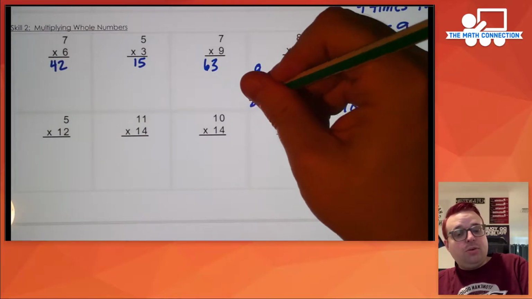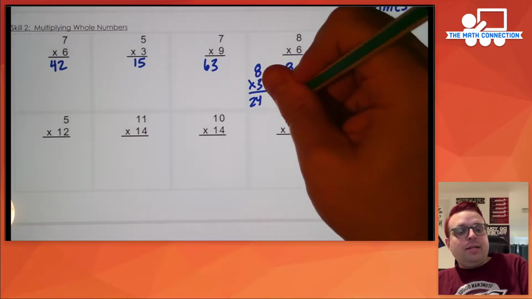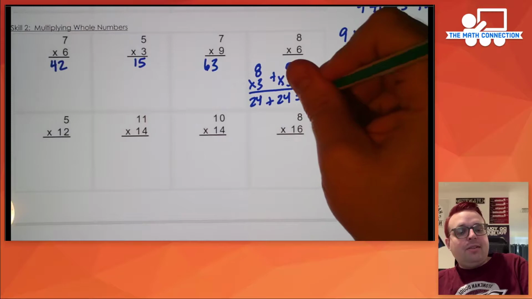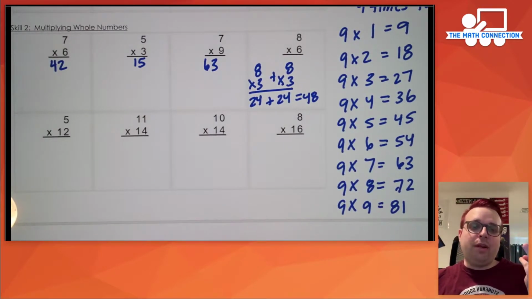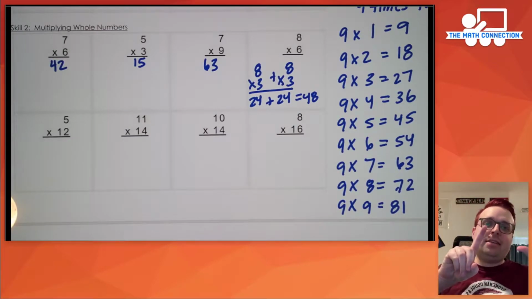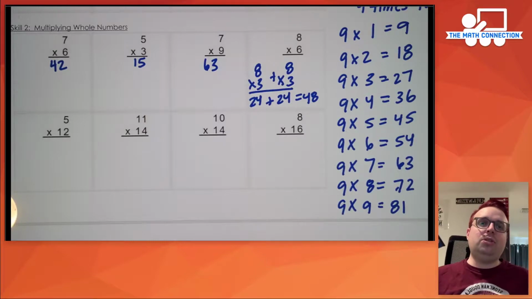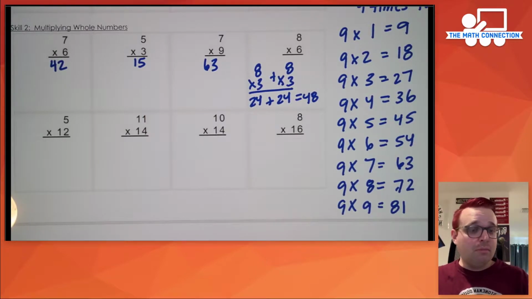Here we go. 24. And 8 times 3 is 24, and when you add these together, you get 48. Or you could count 8, 16, 24, 32, 40, and then 48. That's 6 times. That gives you 48. So two strategies you can follow there.